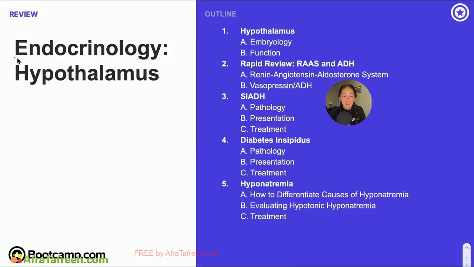Hey guys, it's Olivia. Welcome back to your Endocrinology chapter. In this section, we'll be talking about the hypothalamus. The hypothalamus is going to be that organ that is important for the relay between the CNS and the endocrine system. We'll talk about the embryology and the function of the hypothalamus.